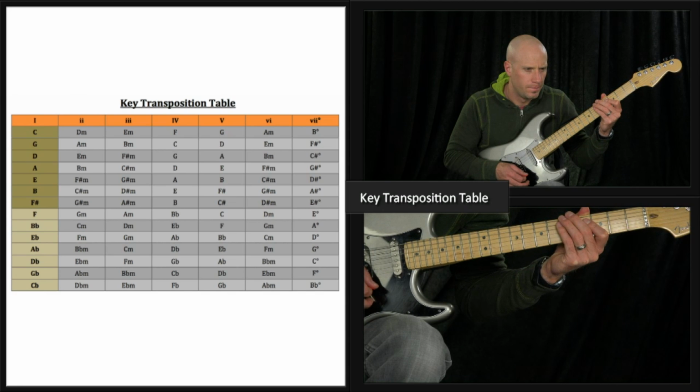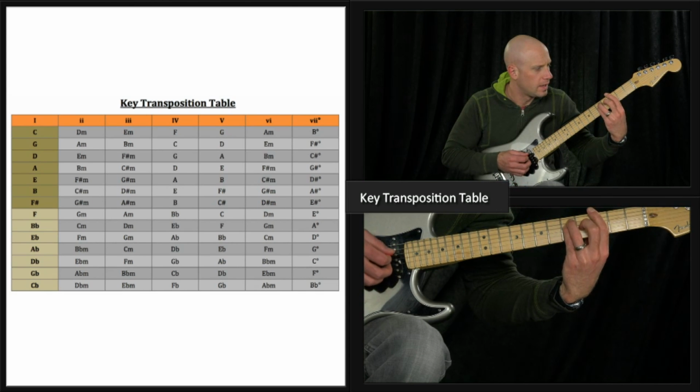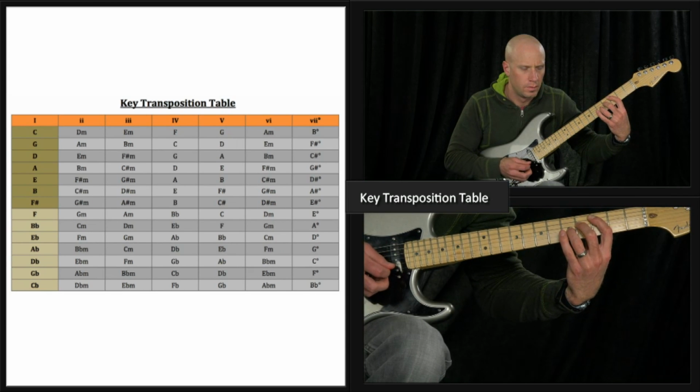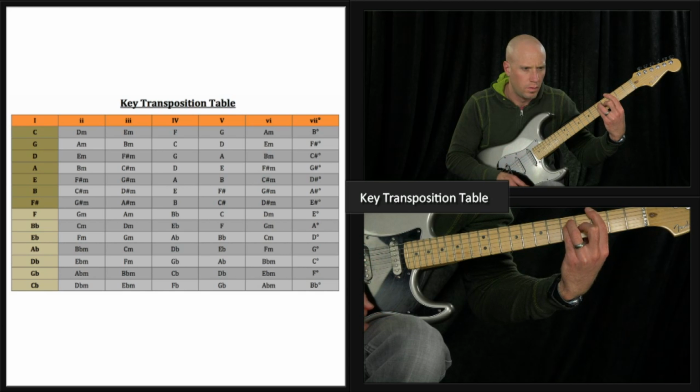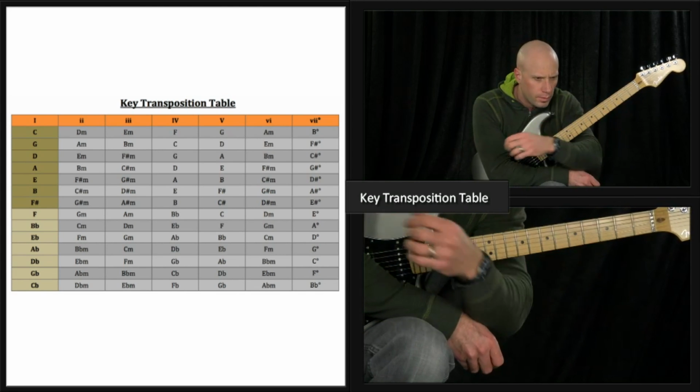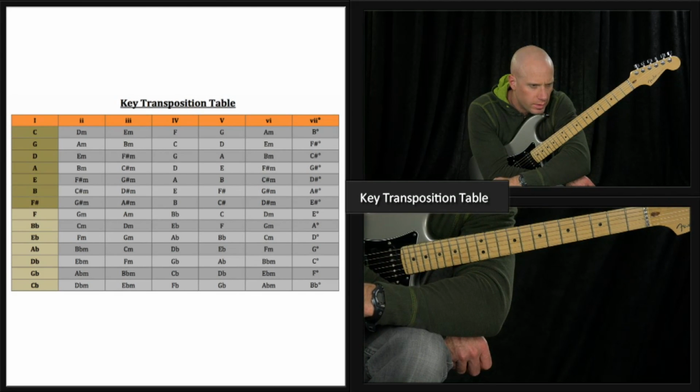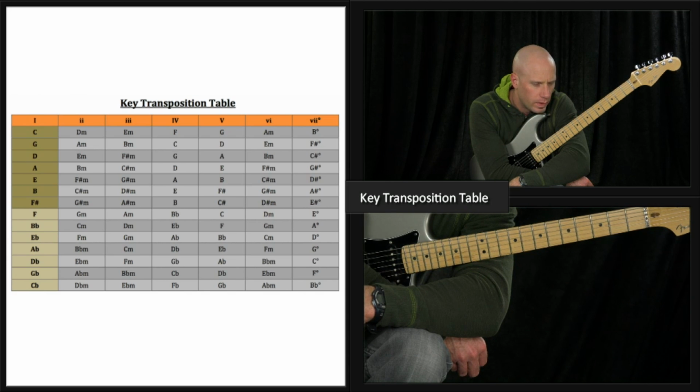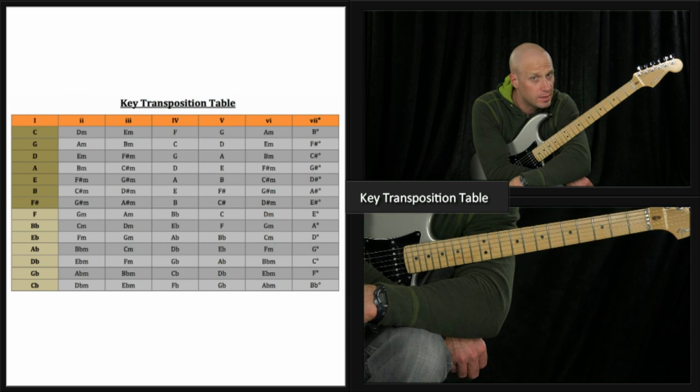Although, if we go to G Lydian, we have C sharp diminished. No, that's not right either. It does not fit anywhere in the key transposition table. Does that mean it's not modal?